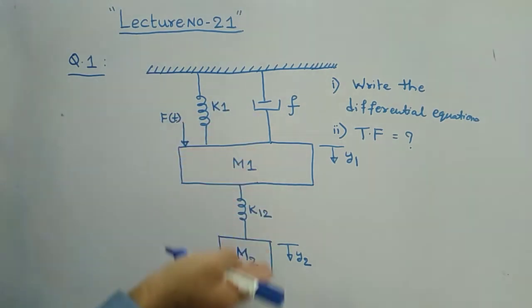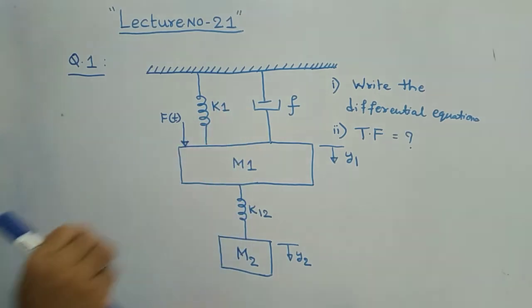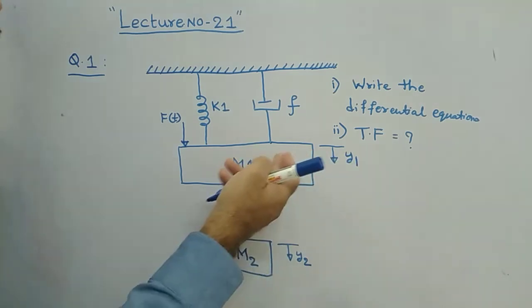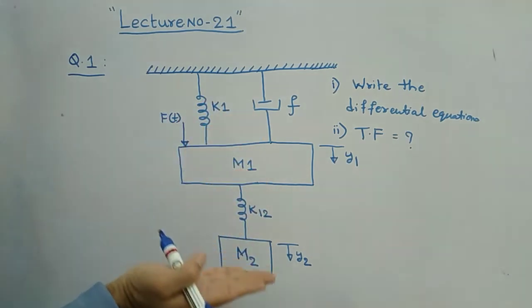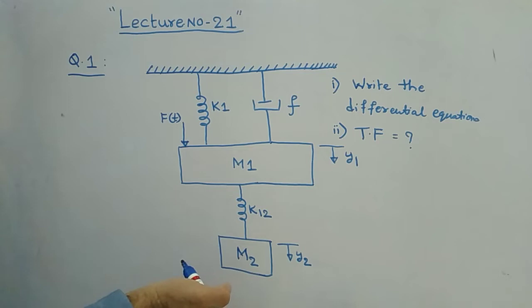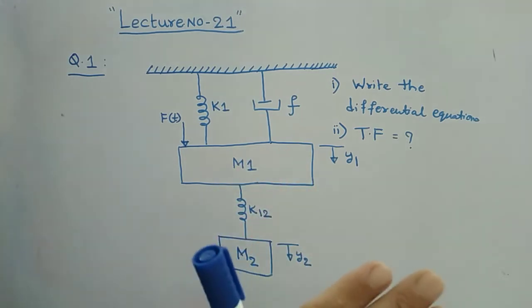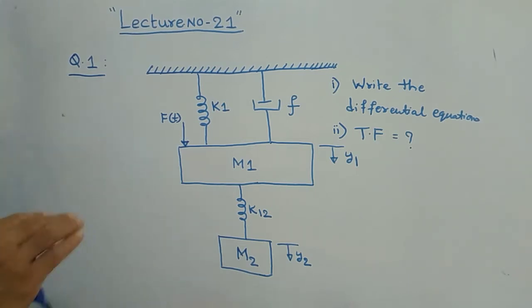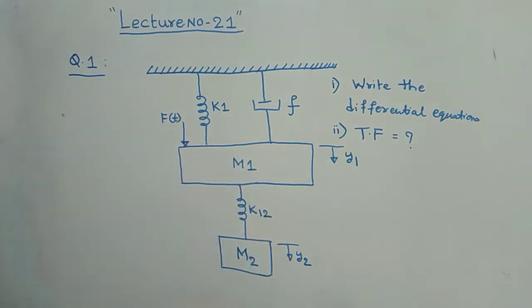Now tell me, what is the transfer function here? Y of t by F of t, not y1. Don't confuse here: because F of t is applied on m1, it is not that the displacement of m1 is to be considered. Sometimes a third mass element may also be connected in another problem. Therefore the last, final displacement is to be considered as your output, and the applied force is to be considered as input. As far as this problem is concerned, y of t by F of t is your transfer function. That ratio we have to find out.